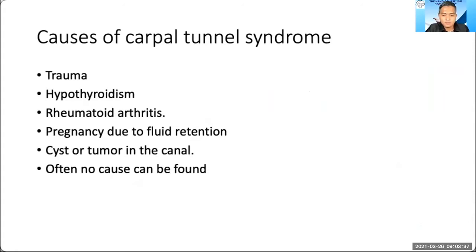There are many causes of carpal tunnel syndrome. These include trauma, for example, in lunate dislocation, where the lunate compresses the median nerve. In hypothyroidism, due to myxedema. In rheumatoid arthritis, due to compression of the median nerve by the synovial tissue. In pregnancy, due to fluid retention. A cyst or tumor in the canal may compress the nerve. And most of the time, there is no cause that can be found.